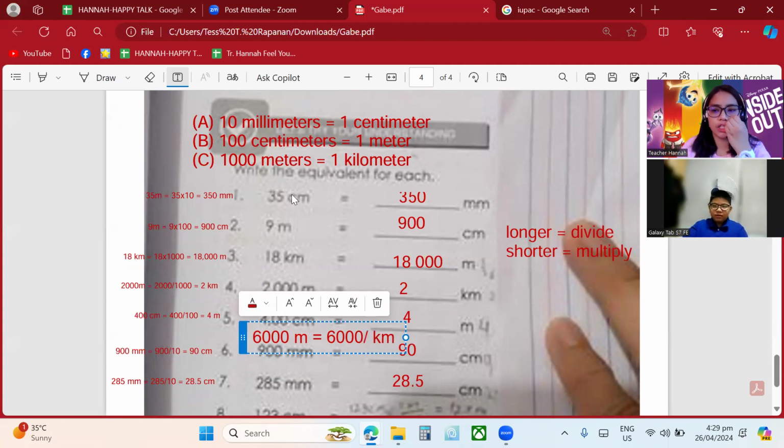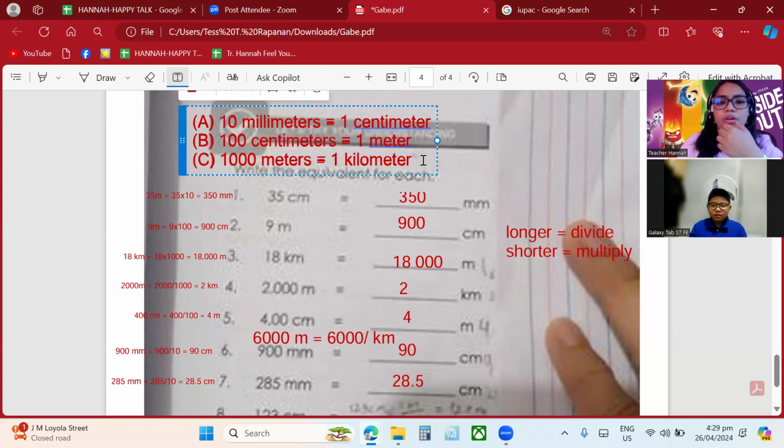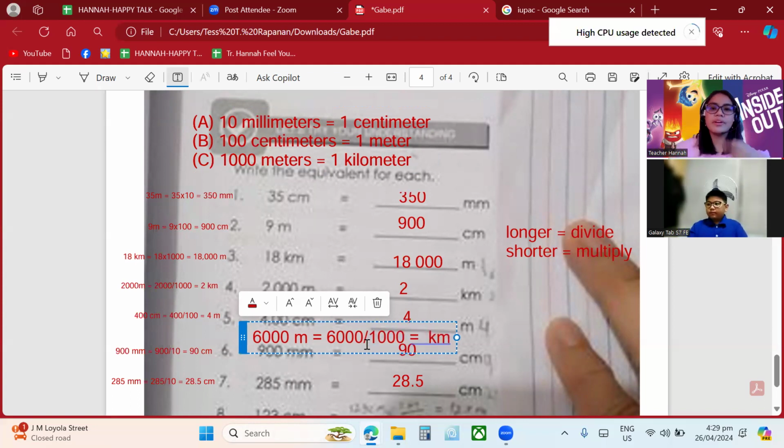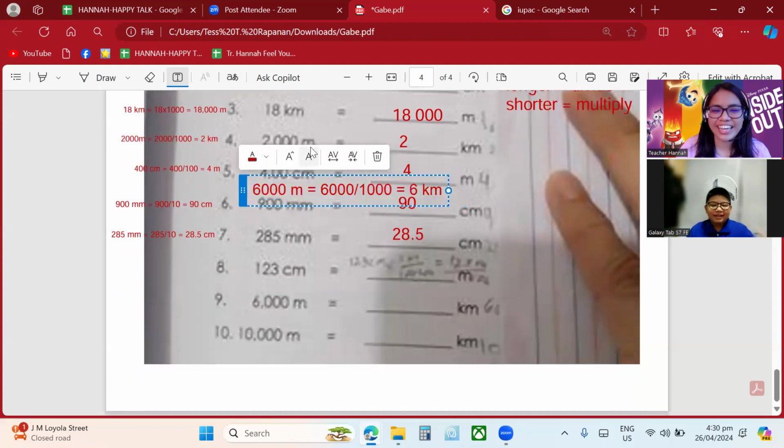What conversion are we going to use? A, B, or C? Meters and kilometers. Letter C. So that means we are going to divide it by how many? 1,000. Very good. So what is 6,000 divided by 1,000? 6 kilometers. Very good, Gabe.